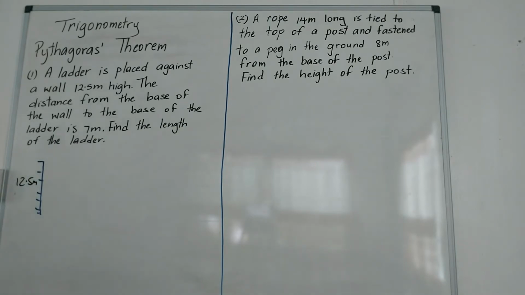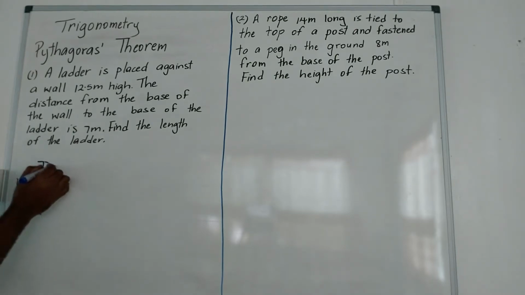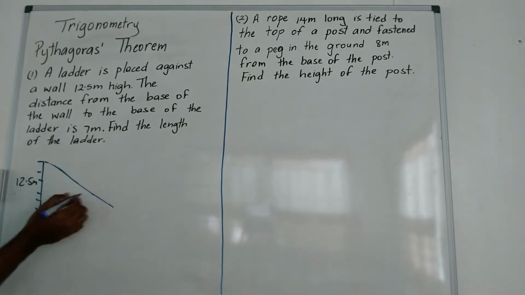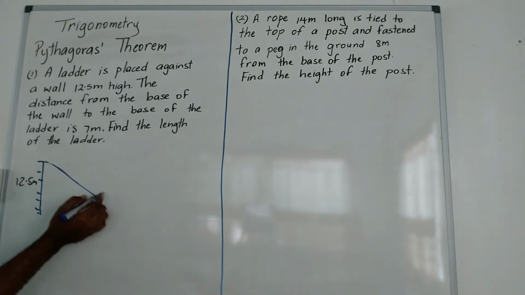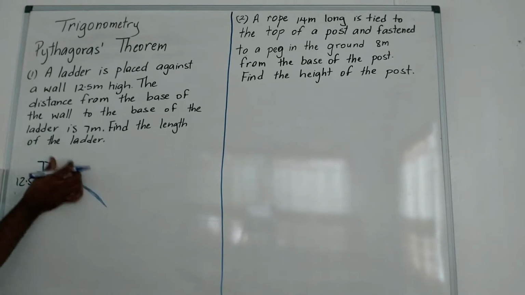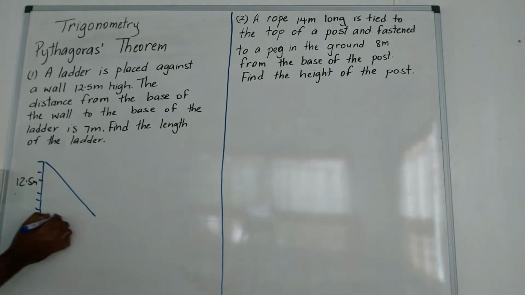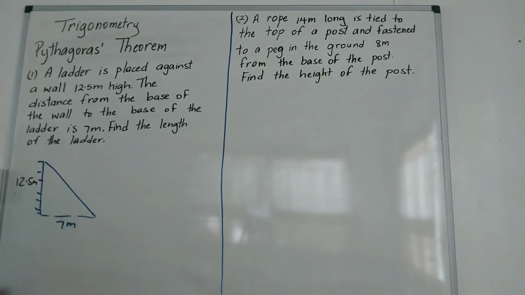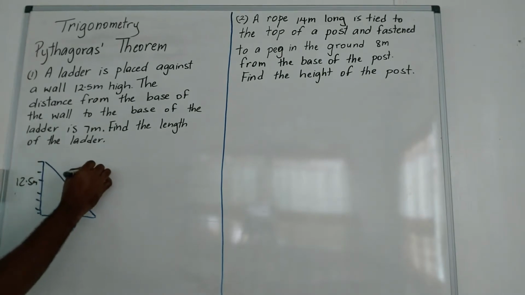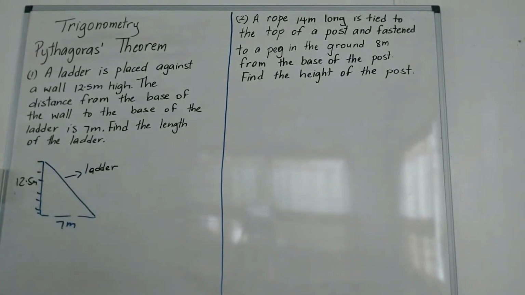And it says that from the base of the ladder, so let's draw our ladder. From the base of the ladder to the wall is 7 meters. Now, this is our ladder, and we want to find the length of the ladder.